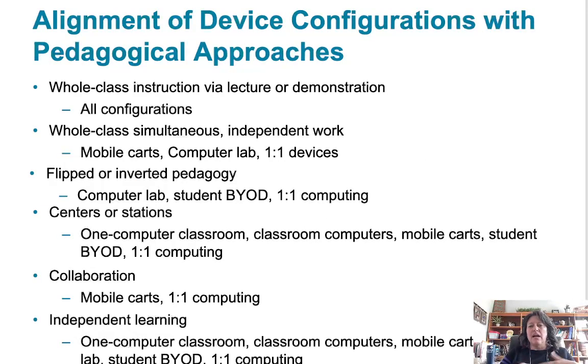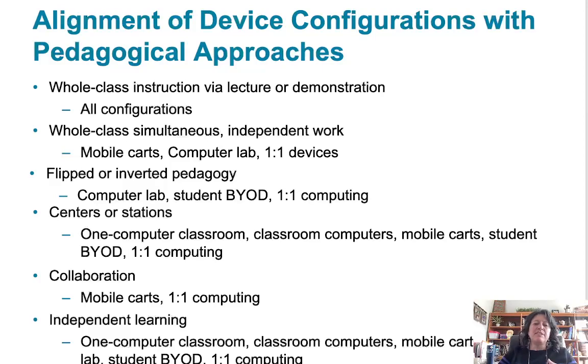So how does this align with pedagogical approaches? So whole class instruction, when you're using lecture or demonstration, you can use all of those things. When you're looking at whole class simulations or independent work, you're going to need things that are either mobile carts, computer labs, or one-on-one devices. And then when you're looking at the flipped or inverted pedagogy, in other words, you're doing the lecture outside of class and then more active problem solving in class, you'll need things like a computer lab or students where it's bring your own devices or one-to-one computing.